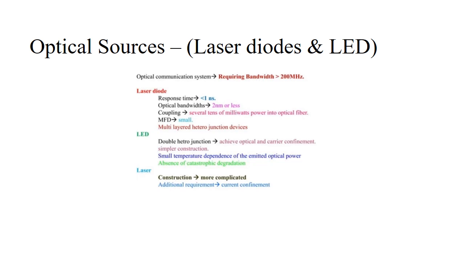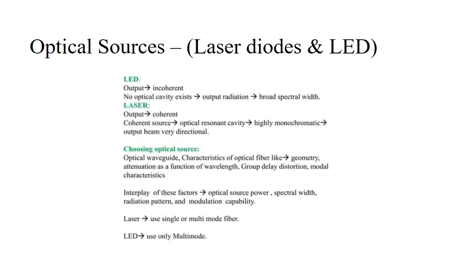Then we have the laser. The construction of a laser is somewhat more complicated, and we have to do current confinement. In addition, with an LED the output will be incoherent. There is no optical cavity, so the output radiation, the spectral width, will be very broad.